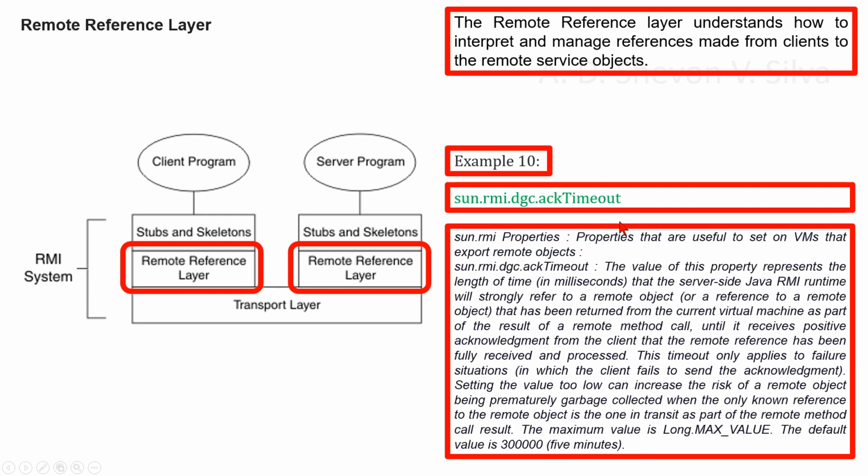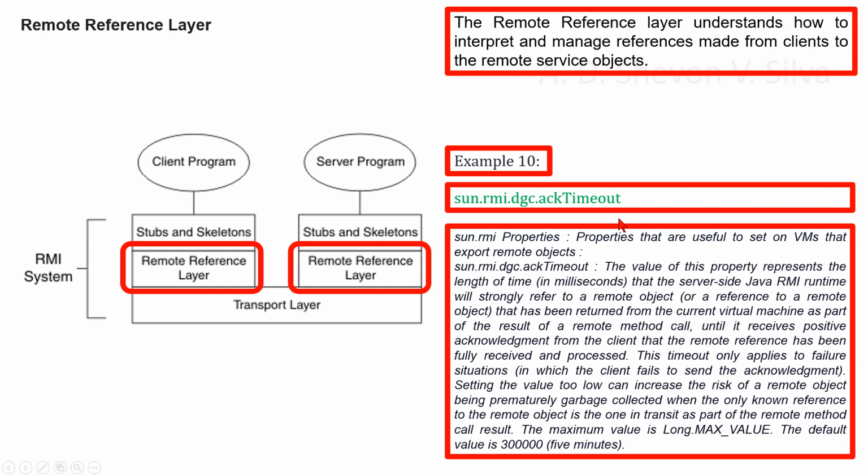Now we are considering properties that are useful to set on VMs that export remote objects in sun.rmi properties. sun.rmi.dgc.ackTimeout. The value of this property represents the length of time in milliseconds that the server-side Java RMI runtime will strongly refer to a remote object or a reference to a remote object that has been returned from the current virtual machine as part of the result of a remote method call until it receives a positive acknowledgement from the client that the remote reference has been fully received or processed. This timeout only applies to a failure situation in which the client fails to send an acknowledgement.